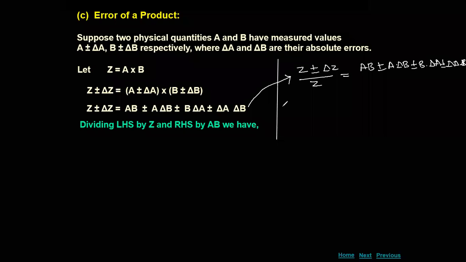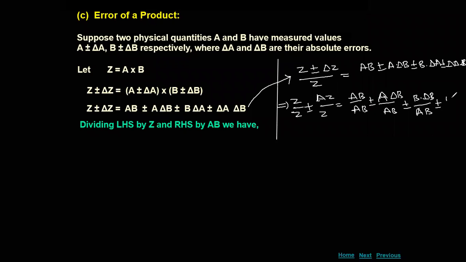Now, if I simplify, Z by Z, it will come plus or minus delta Z by Z is equal to AB by, on the right side, what we are dividing with AB, plus or minus A into delta B, A into delta B by AB, plus or minus B into delta A by AB, plus or minus delta A into delta B by AB. I am writing.